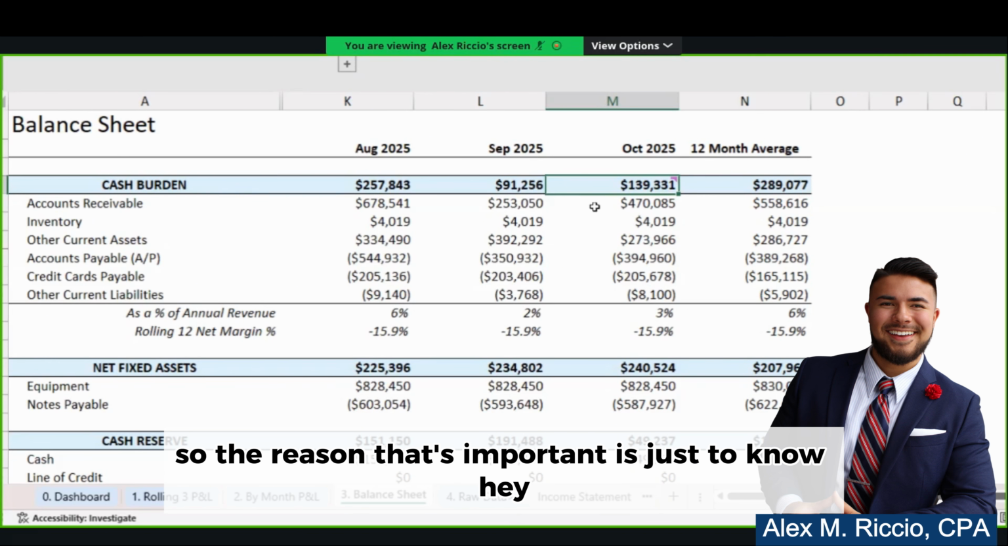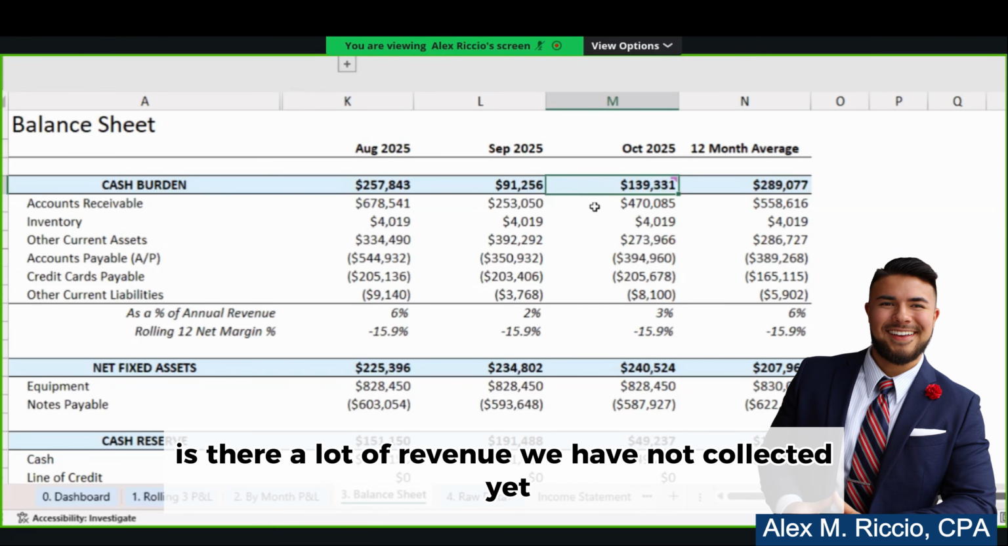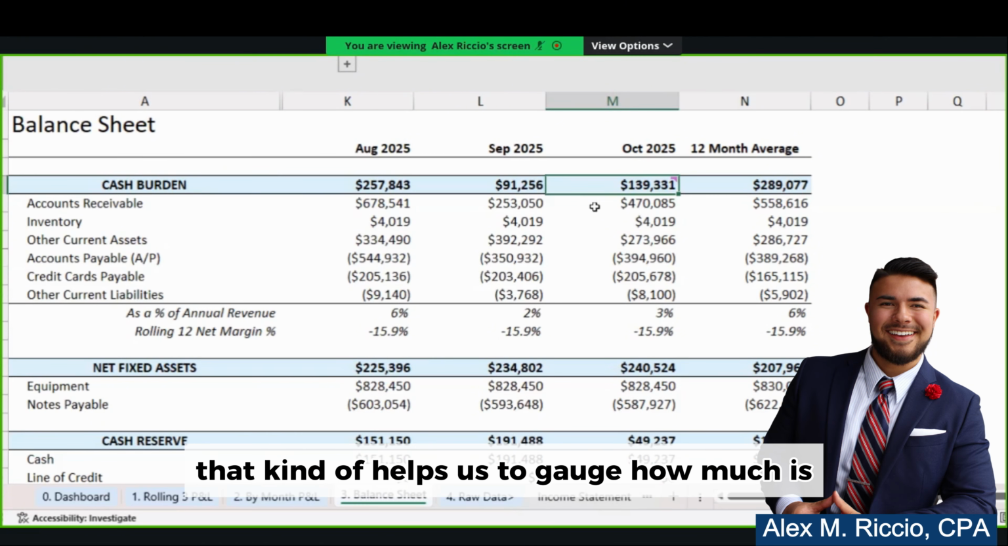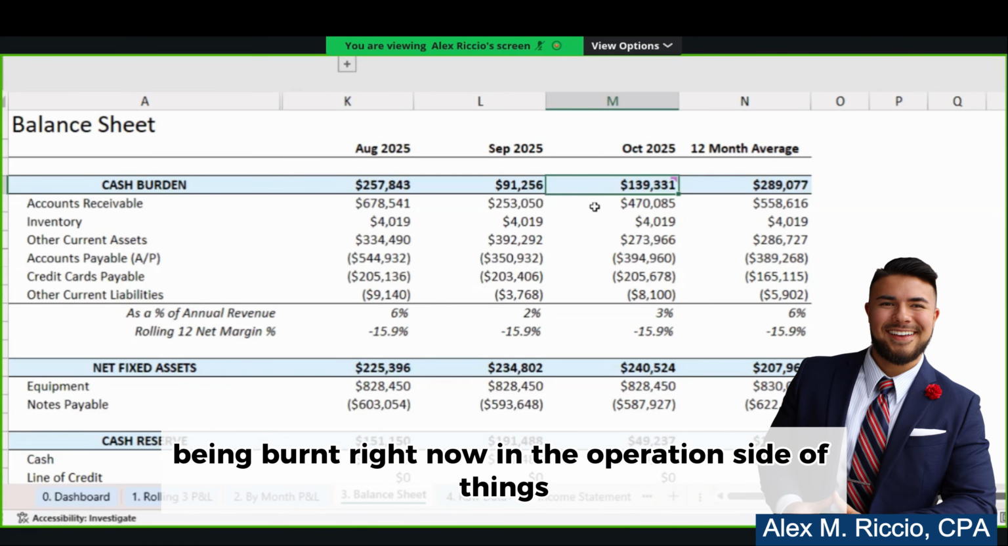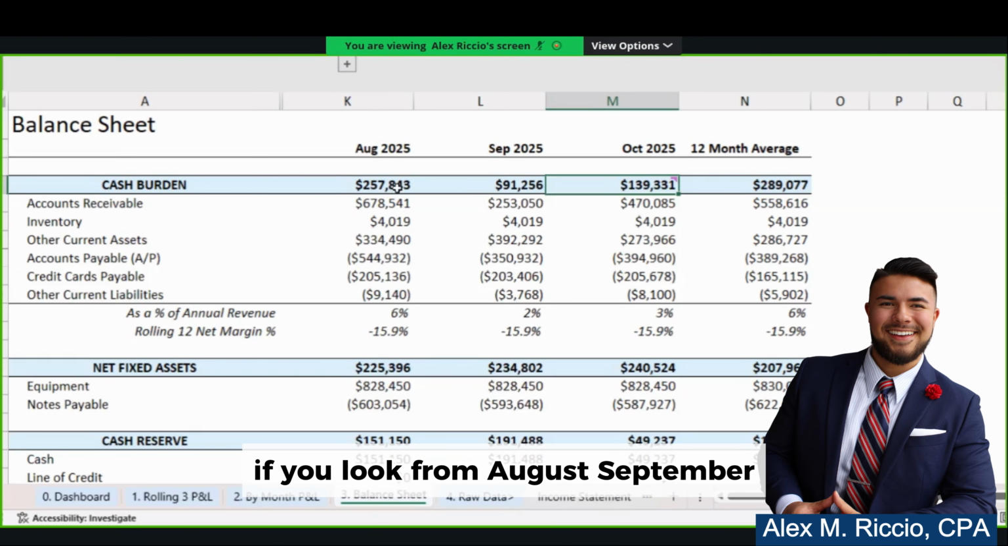So the reason that's important is just to know, hey, how capital intensive is the business at this point in time? Is there a lot of revenue we have not collected yet, and we don't really get good terms when we pay a vendor? That kind of helps us to gauge how much cash is being burnt right now in the operation side of things at the current point in time. So we've actually lowered the cash burden if you look from August, September.